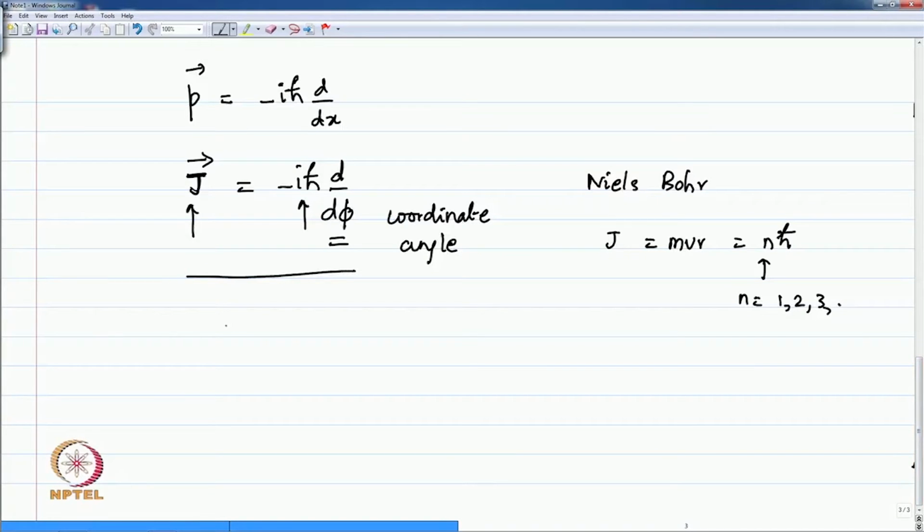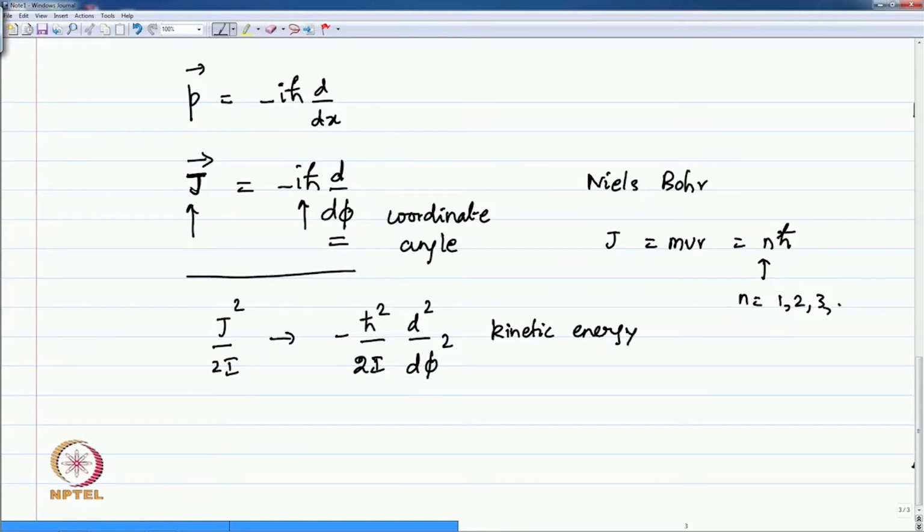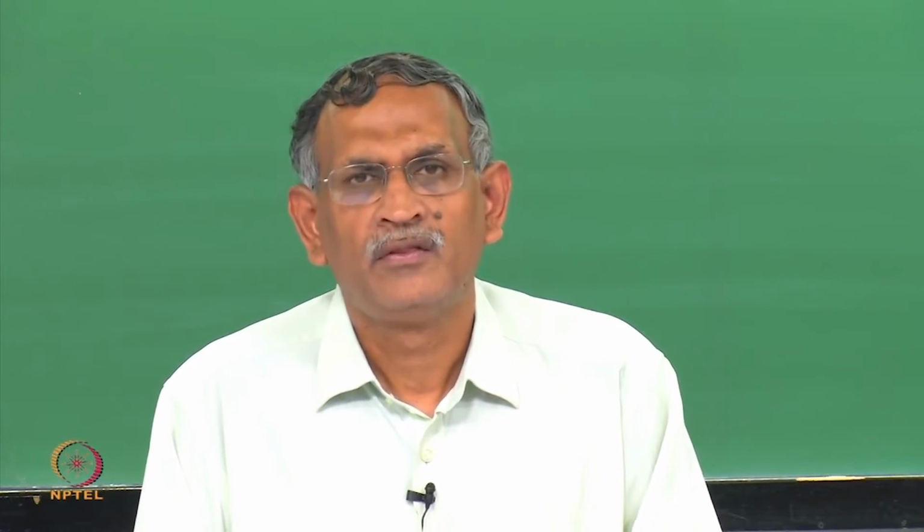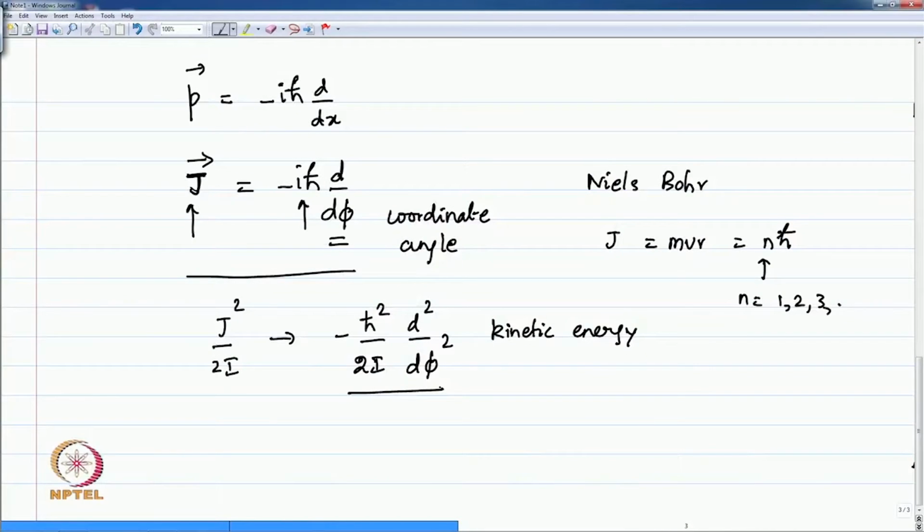This is the angular momentum operator, and therefore j square by 2I becomes the operator minus h bar square by 2I d square by d phi square. This is the operator for kinetic energy, and we shall assume that we are taking the particle moving or being fixed in a circle of radius r. The r does not change, let us assume that, because if that is fixed, then the potential energy due to that radius is a constant, and we can ignore that in this simple exercise on the particle on a ring, and we shall only worry about the kinetic energy operator.